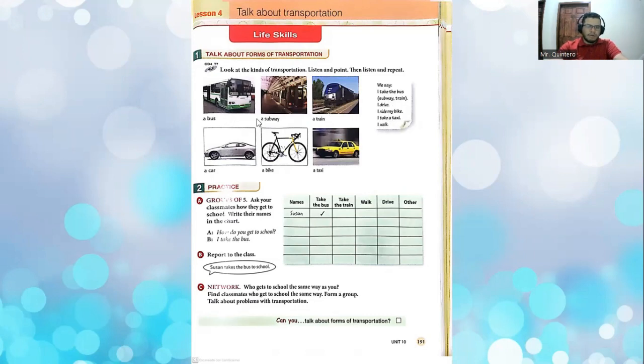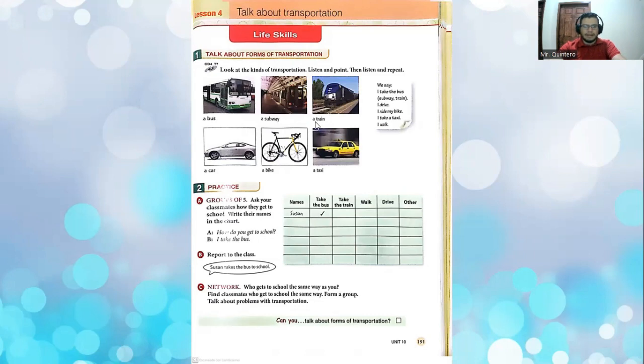So let's go check in one by one. What is I walk? Is this one. You walk, you take a taxi, you ride on the bicycle, etc. Or on a bike. The number 1 is a bus. Number 2, a subway.